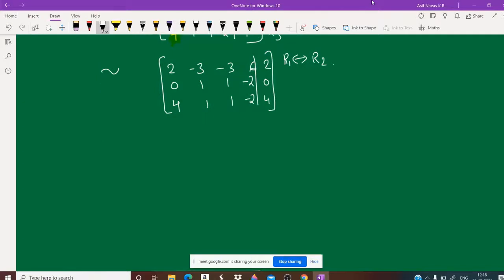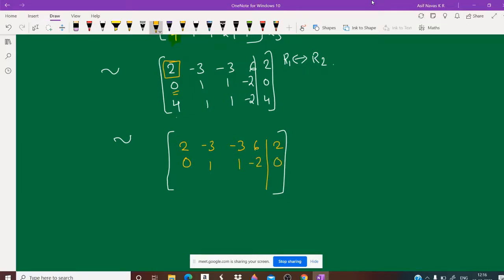Now we want to convert into row echelon form. So what is the pivot here? It is 2, right? So we will write 2, minus 3, minus 3, 6, 2, and this is already 0, so we will write 0, 1, 1, minus 2, 0.